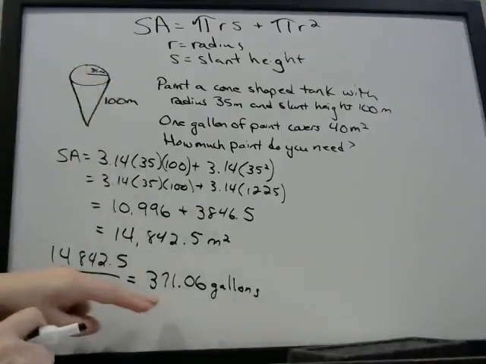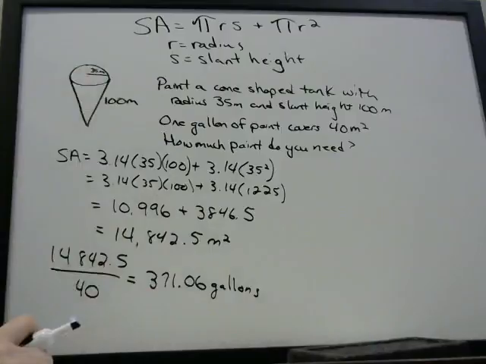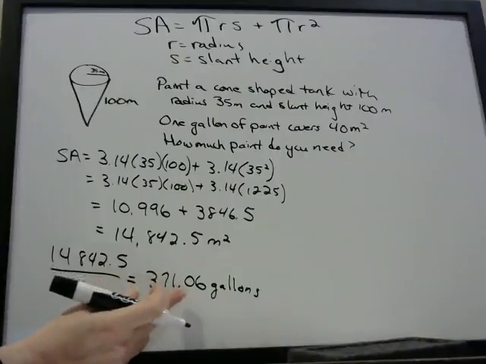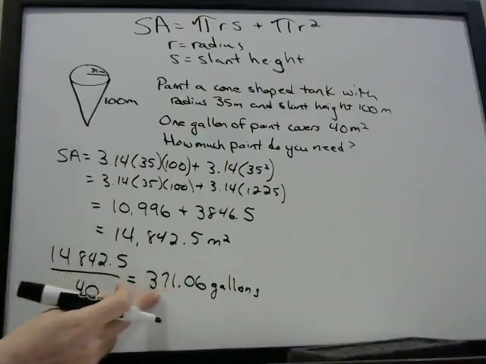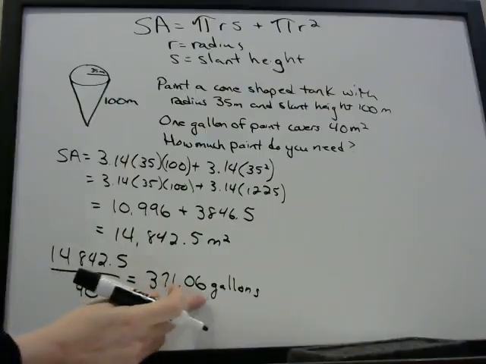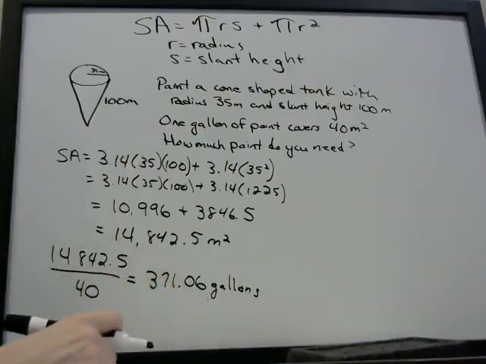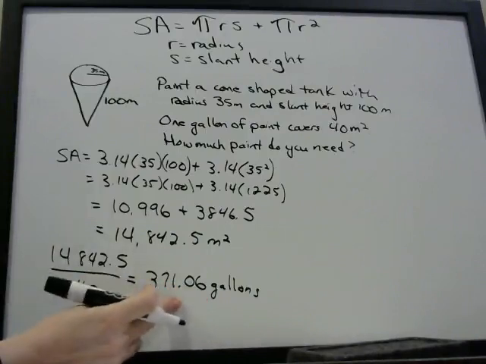Let me caution you that you might not see that answer in the answer block for your choices, because normally when you go to a store you can't buy 0.06 gallons of paint. They'll only be sold by the gallon. So if we only buy 371 gallons, we're not going to have enough. We're going to have just a little bit that we can't paint if we only buy 371 gallons.